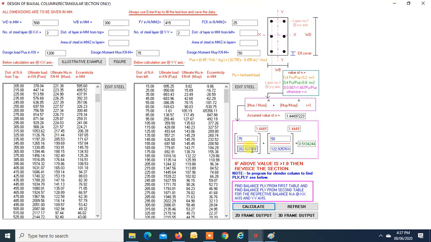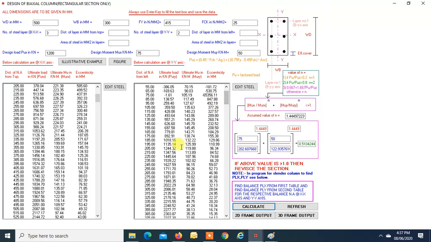And now about MUY1, again taking PUR equal to 1200. It falls between these two values, and the corresponding MUY1 falls between these two values. By interpolation, you get it as 122.93. So this whole formula ratio turns out to be 0.51, which is less than 1, so it is safe. This is how you can do the analysis of a biaxial column.